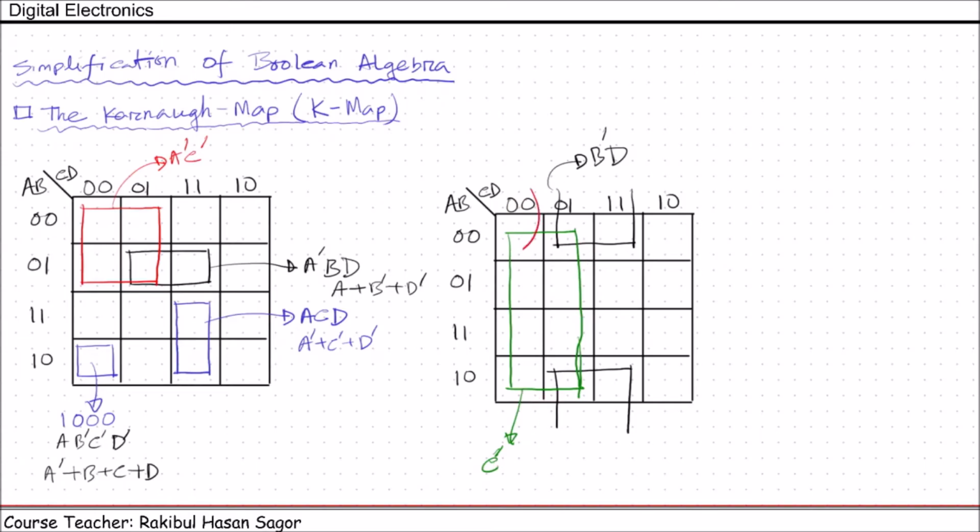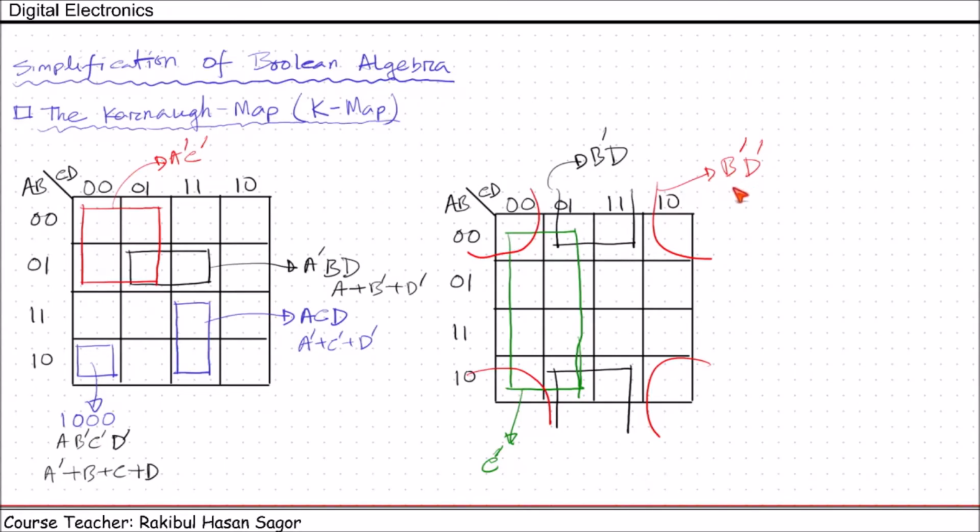Now if you are asked to name this box containing 4 corner adjacent cells, this box is covered by 2 horizontal lines and 2 vertical lines. In these two horizontal lines, we have a equal to 0, a equal to 1, so you can ignore a. B equal to 0, b equal to 0, so we'll write b prime first. For these two vertical lines, c equal to 0, c equal to 1, ignore c. D equal to 0, d equal to 0, so we write d prime. So the name of these four corner cells is b prime d prime.